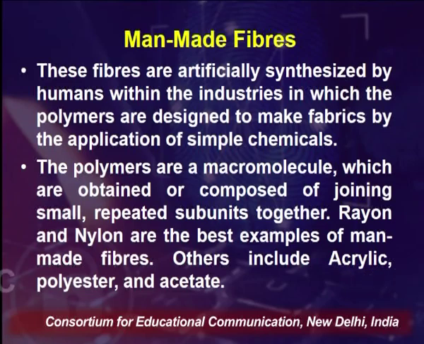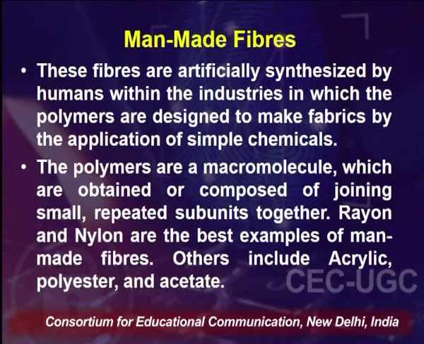Now, coming to the next fibers, which are the man-made fibers. The man-made fibers are synthesized in the labs from various monomers, and we make the polymer units of that. If we go by the definition, these fibers are artificially synthesized by humans within the industry. That means the polymers are designed to make fabrics by the application of simple chemicals. What are these polymers? These polymers are basically macromolecules which are composed of joining small repeated subunits together. These subunits are known as monomers.